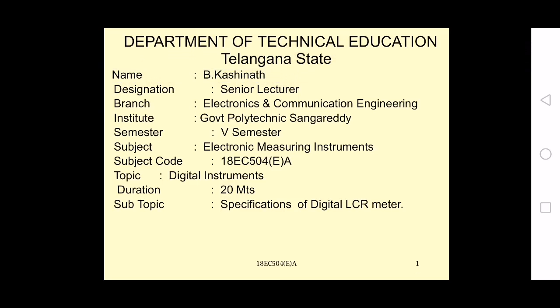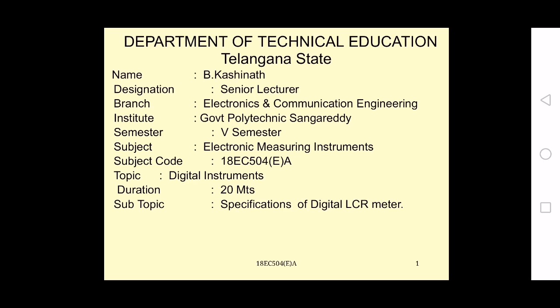Presently, I am going to teach the subject of electronic measuring instruments, which is in third year, fifth semester, and the subject code is 18EC 504, and it comes under the elective, and it is the first choice in the elective, so it is 18EC 504, elective A option.